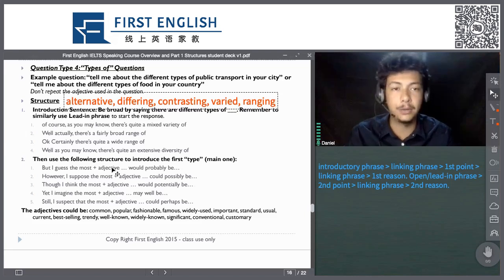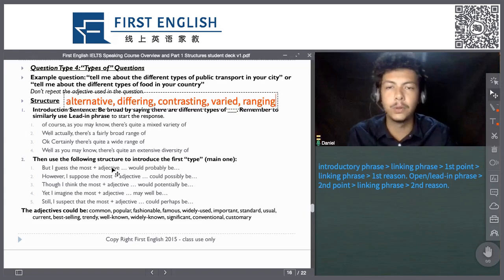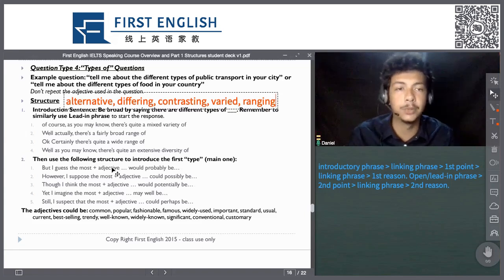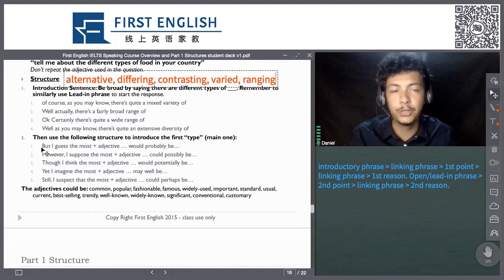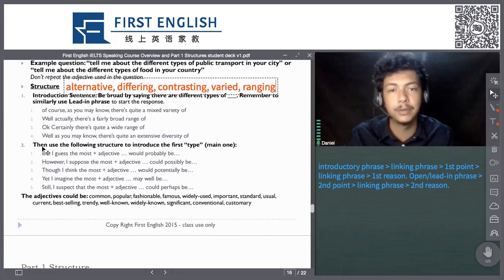So we're going to obviously state what the question is answering. So, of course, as you may know, there are quite a mixed variety of public transportation options in my city. And then we're going to lead in following the structure to introduce the first type, right? Because this question type is types of, so we're going to be describing at least two, talking about at least two in our answer.